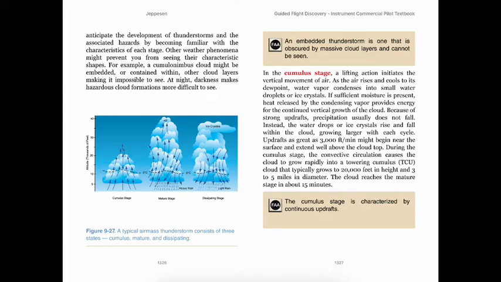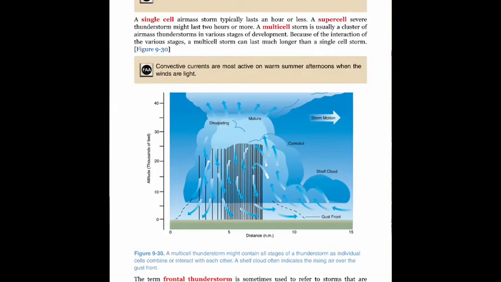The mature stage is 5 to 10 miles in height. It begins with precipitation that has begun to fall from the cloud base. Updraft at this stage may exceed 6,000 feet per minute. Downdrafts may exceed 2,500 feet per minute. All thunderstorm hazards are at their greatest intensity at the mature stage.